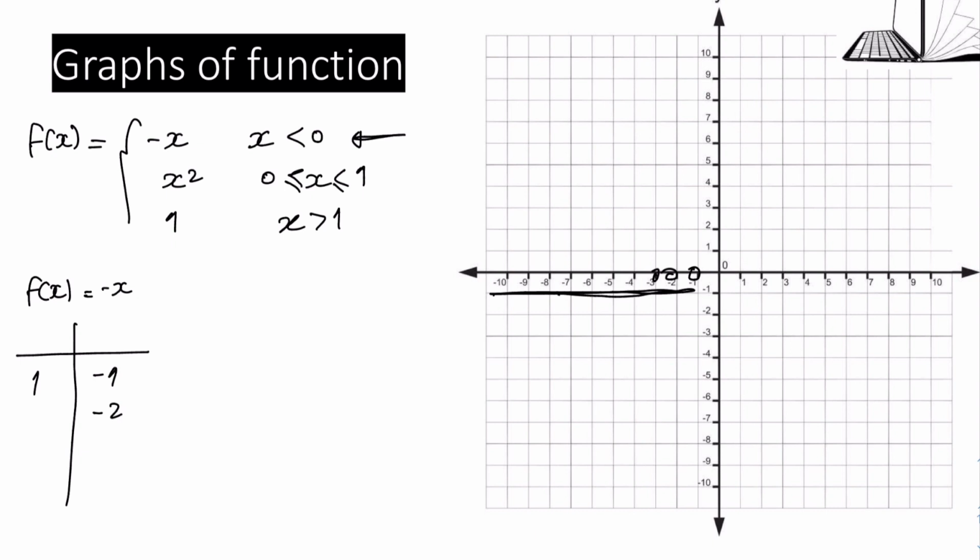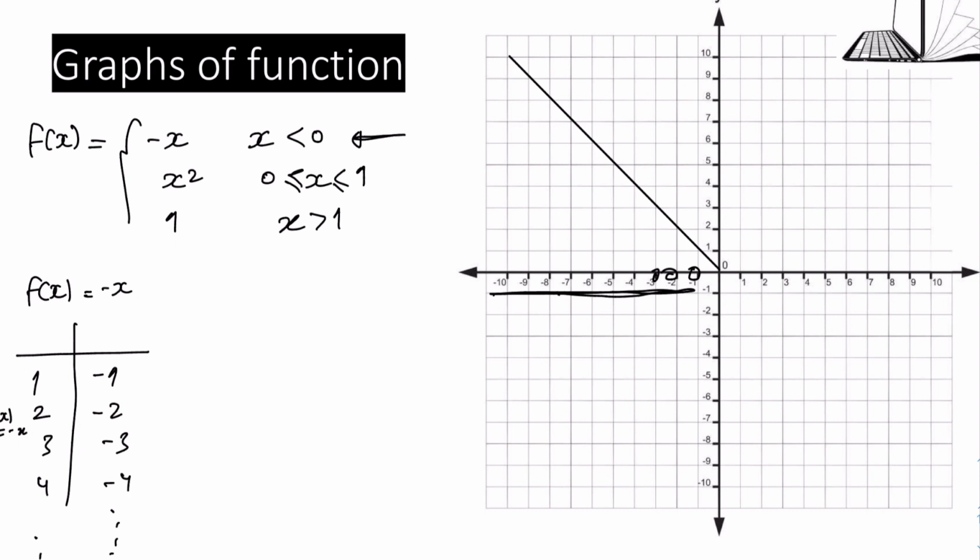Minus 2, f of x is going to be 2, because here f of x equals minus x. So I need to multiply it again by negative. So minus 3 is going to be 3, minus 4 is going to be 4, and so forth. So the function is going to look like this. This is the function.